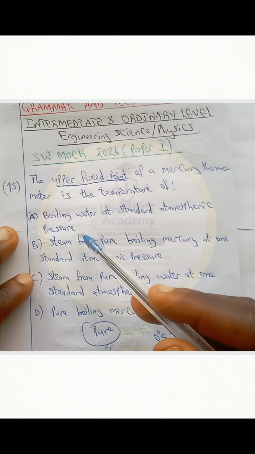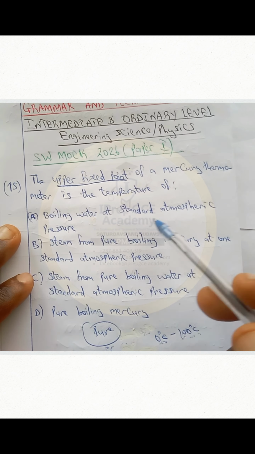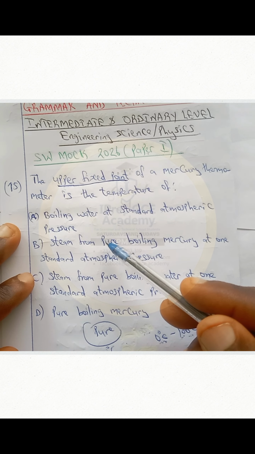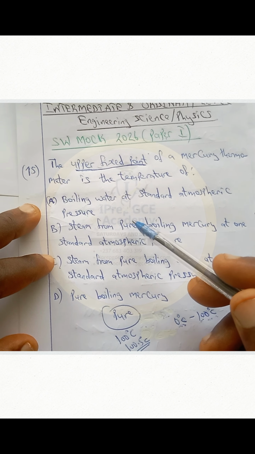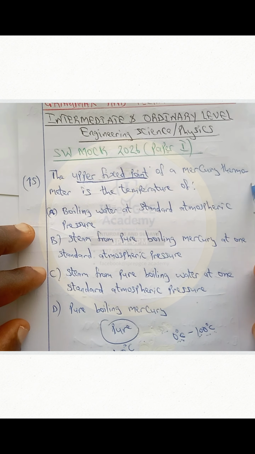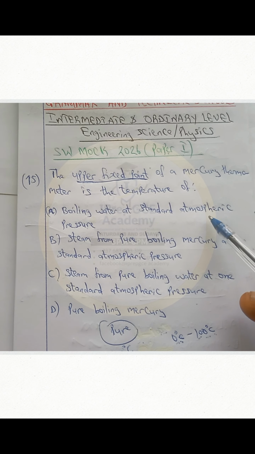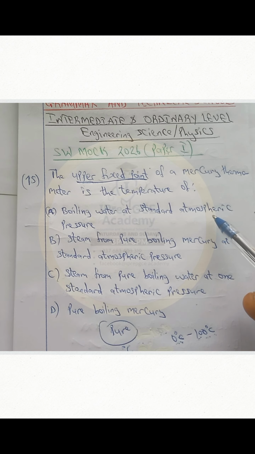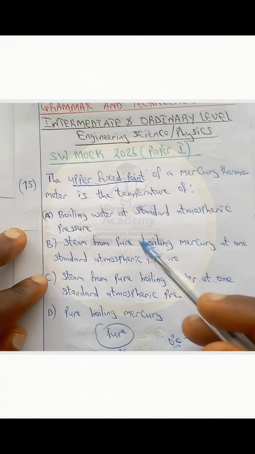So the first one says boiling water at standard atmospheric pressure. Well, we don't use boiling water. And that's because, like I explained, boiling water can have impurities. And so boiling water can boil at a different temperature. It is not correct. So the first option is wrong.